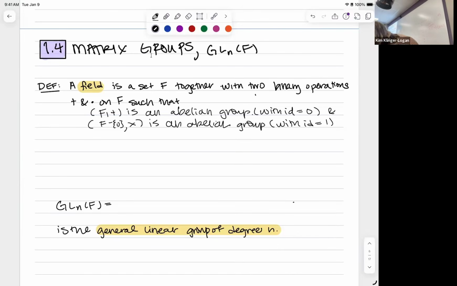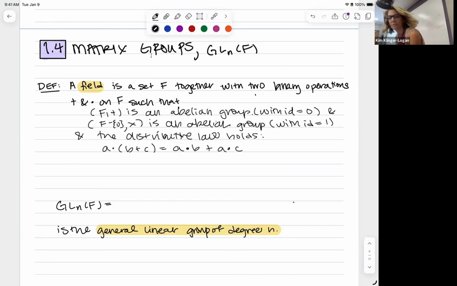Okay, and the last thing I need, so I basically have a group structure working in two different ways, right? I have the same set that is a group under the addition and a group under the multiplication. And then I want to know, how do those two operations interact? Well, they interact how you usually like them to interact, the distributive property, the distributive law. So what does that mean? It means the thing you think it means. When I take A and multiply it by B plus C, I get A times B plus A times C.